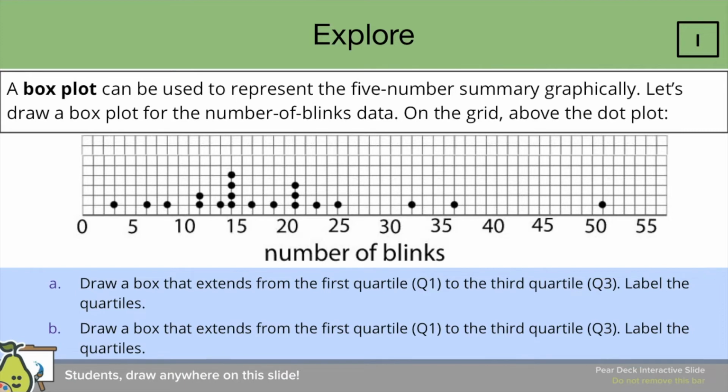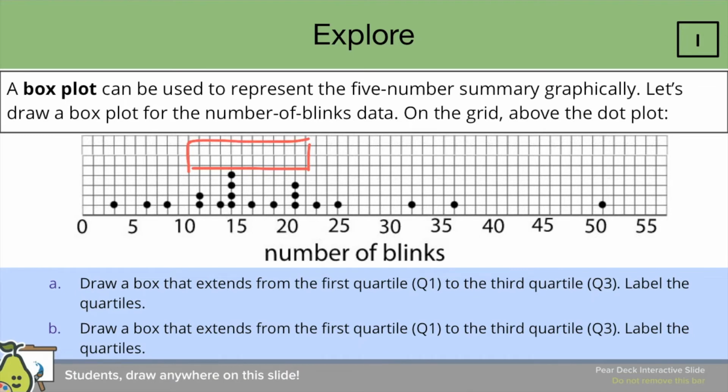Let's draw a box plot for the number of blinks data. On the grid above the dot plot, draw a box that extends from the first quartile to the third quartile. Label the quartiles. So the first quartile will be at 11, and the third quartile would be at 21, and there is the box for part A.